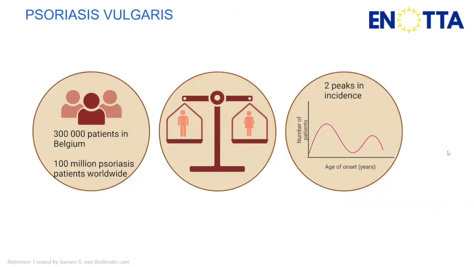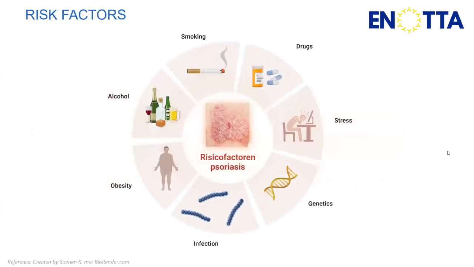A bit of epidemiology very shortly. It is equally prevalent in men and women, and it has 2 age peaks of incidence. Most patients develop psoriasis at the age around 39, and then again a second peak between 60 and 70 years old. So what are the risk factors of developing psoriasis?